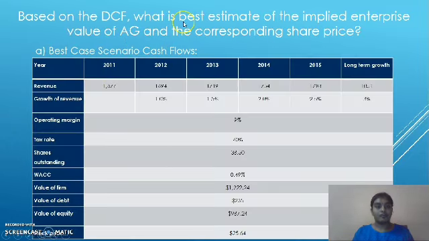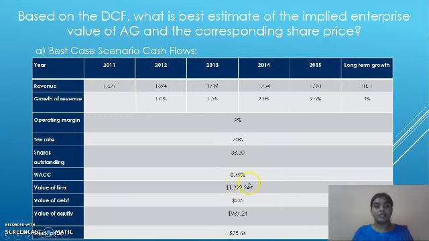Continuing question 2, it is asking what is the best estimate of the implied enterprise value of American Greetings and the corresponding share price. For this question, I divided the cash flow into 3 scenarios, which are best, average and worst. For the best case scenario, the long-term growth rate is equivalent to 3%. Operating margin is 9%. Tax rate is constant at 40%. Shares outstanding is constant at 38.50. WACC is constant at 8.49%.